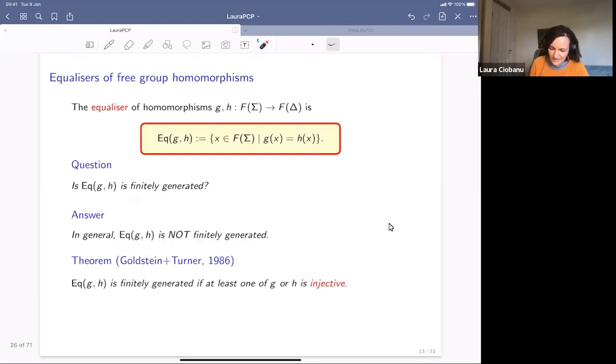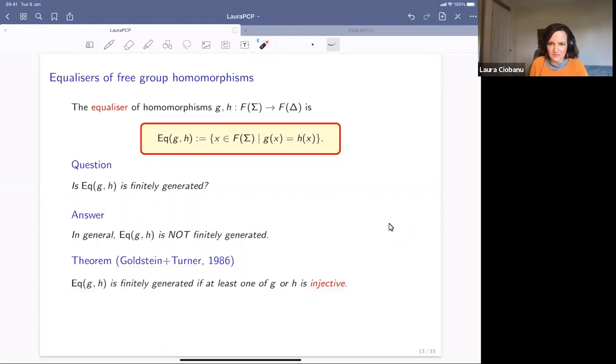However, if one of the maps is injective, then the equalizer is a finitely generated subgroup. Of course, a free subgroup, we are inside of a free group, so everything is free. So this is a proof of Goldstein and Turner from 1986.